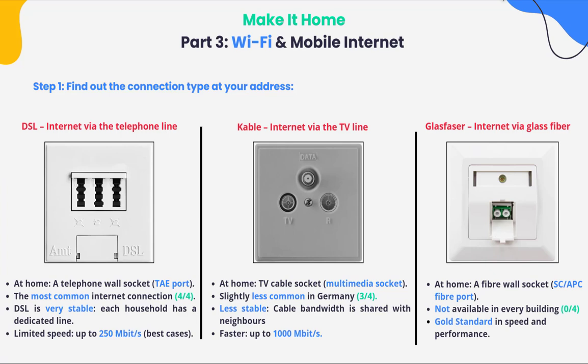So, the bottom line is this. During your apartment visit or after you sign the contract, check the wall sockets and see which type of internet connection you have. If you are not sure, just ask the landlord or the previous tenant. In many apartments, you will actually have both DSL and cable available. Our recommendation: if cable is available at your address, go with cable. It's the sweet spot between speed, price, and availability.